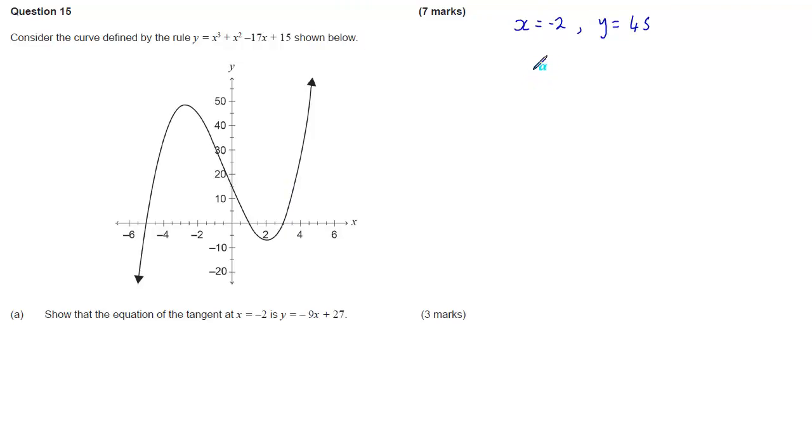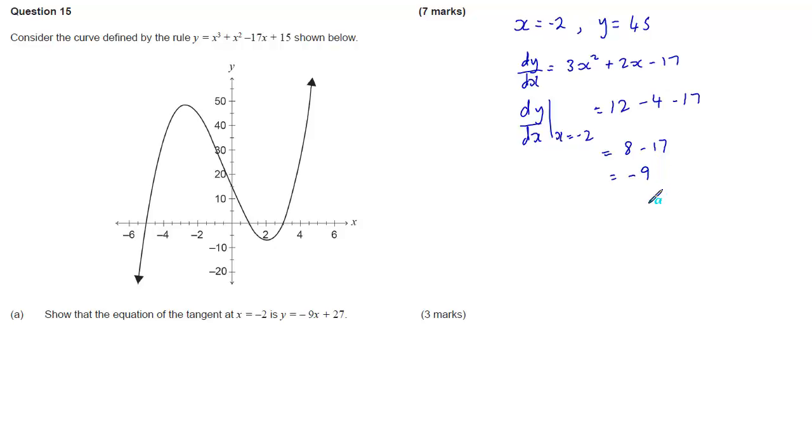We also want the gradient, so dy dx is going to be 3x squared plus 2x take away 17, and we want dy dx when x is negative 2. So that's going to be 3 times 4, 12, take away 4, take away 17. So that's 8 take away 17, which is negative 9.